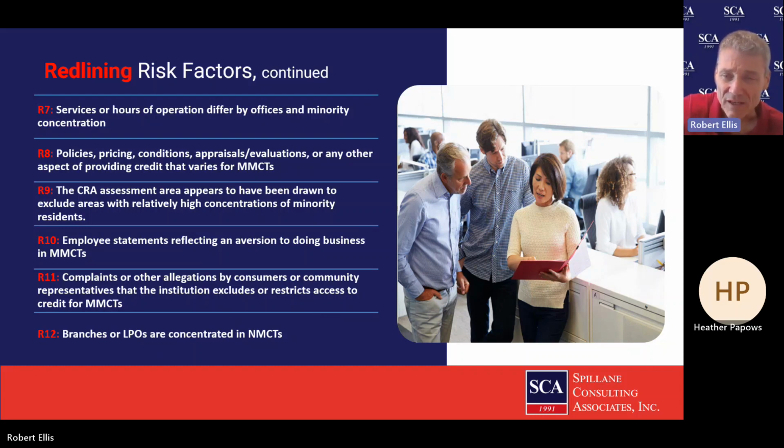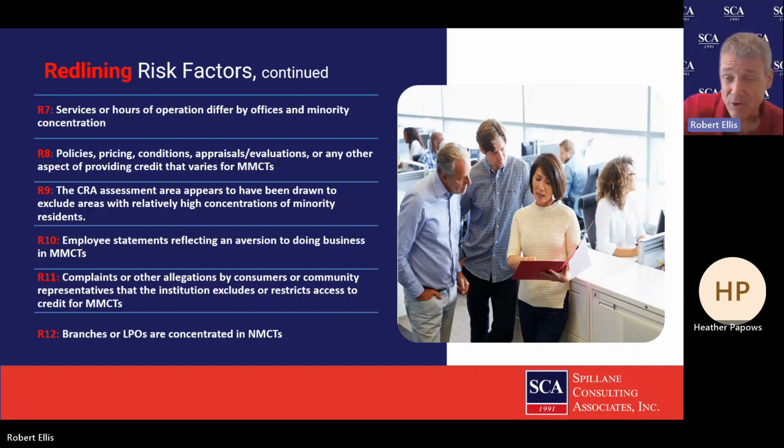R7 and R12 are related in that examiners will look at the branch network and see where the branches are located and whether or not they're located in or near majority-minority census tracts. And then look at the services and hours of those branches or LPOs. Do they differ? Is there different staff available? What products are different by branch? This can be critical when it comes to redlining. If you have branches that aren't anywhere near majority-minority census tracts, then you need to explain that because you're not servicing them and therefore you're probably not getting applications from these areas.